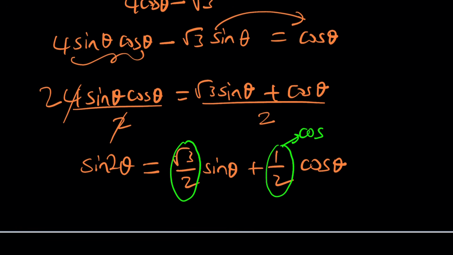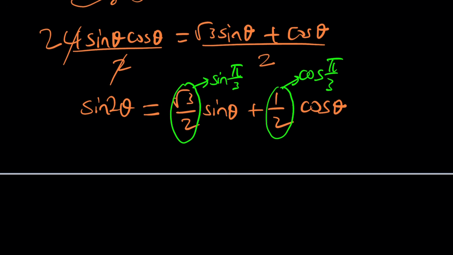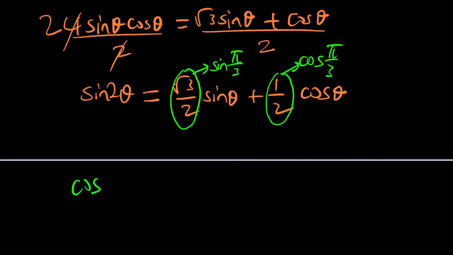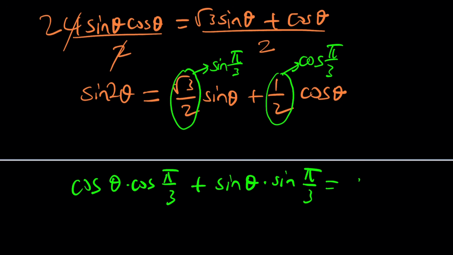Anyways, so let's go ahead and call this cosine of... Okay, well, cosine of which angle is equal to 1/2? If you think about it, that's going to be sine 30 or cosine 60, which is pi over 3. So this is cosine pi over 3. At the same time, this is sine of pi over 3, right? So here's what we have now. Cosine of theta times cosine of pi over 3 plus sine of theta times sine of pi over 3. And on the left-hand side, which is now on the right-hand side, we have sine of 2 theta.